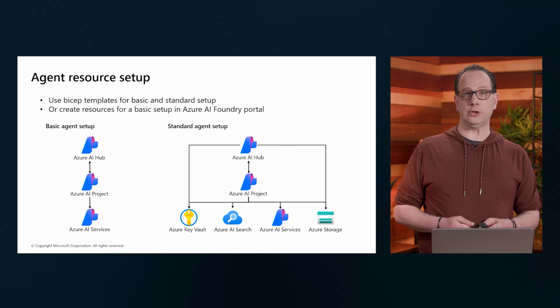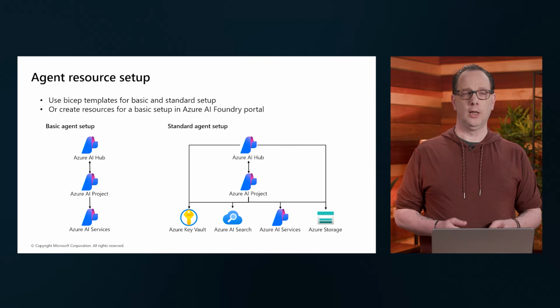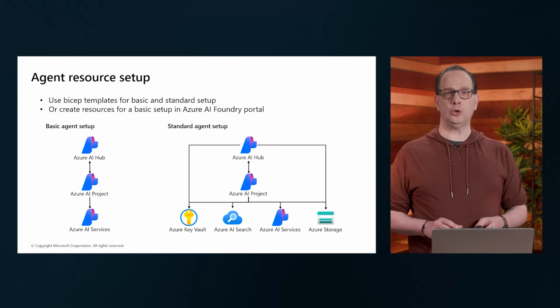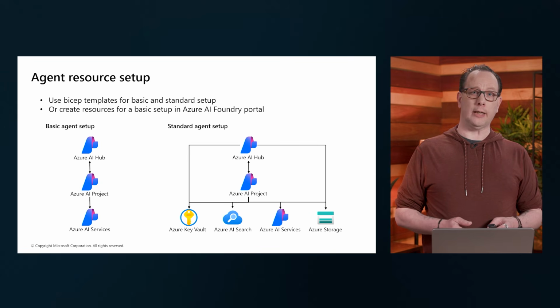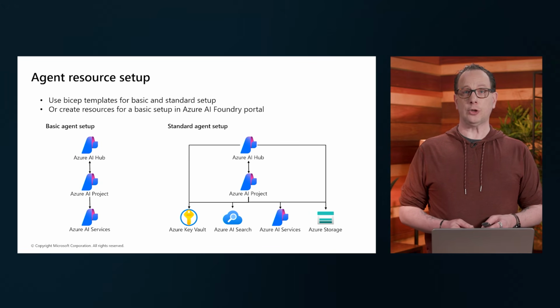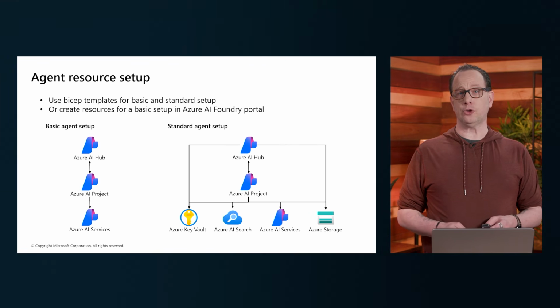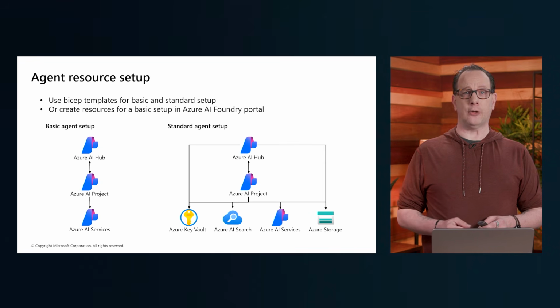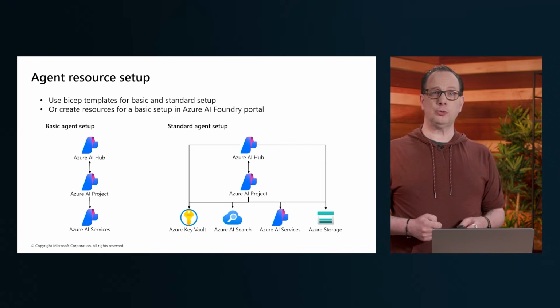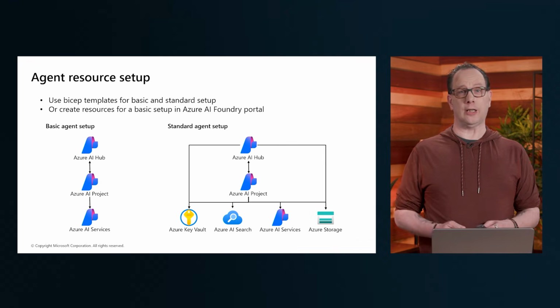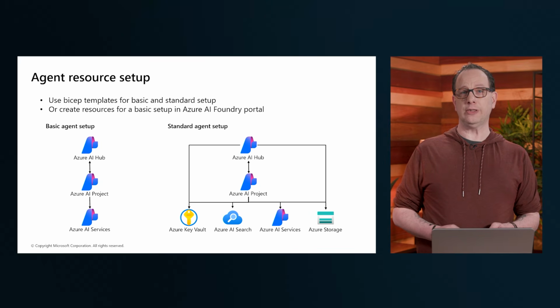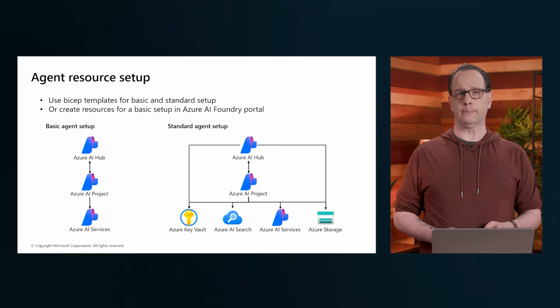Now, at a minimum, you need to create what we call an Azure AI Hub together with an Azure AI project. From there, you're going to allocate your agent. You can create the resources using the Azure AI Foundry portal, or you can use predefined Bicep or Terraform templates to deploy the resources within your subscription.